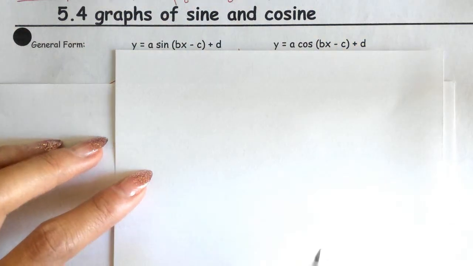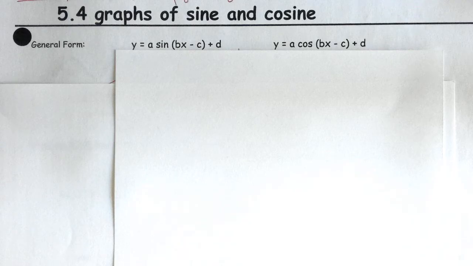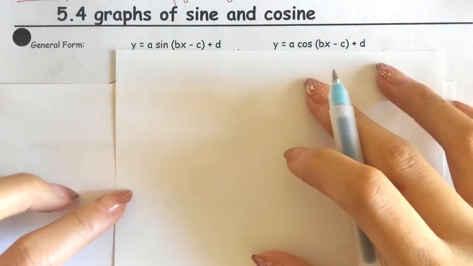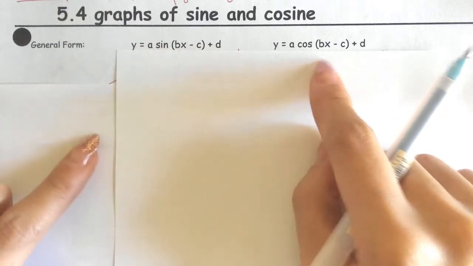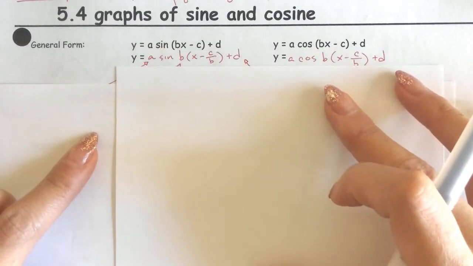Okay, so 5.4 graphs of sine and cosine. So we did a little preview of this in class. So we're going to start first with general form. So that's not general form. General form is like this.